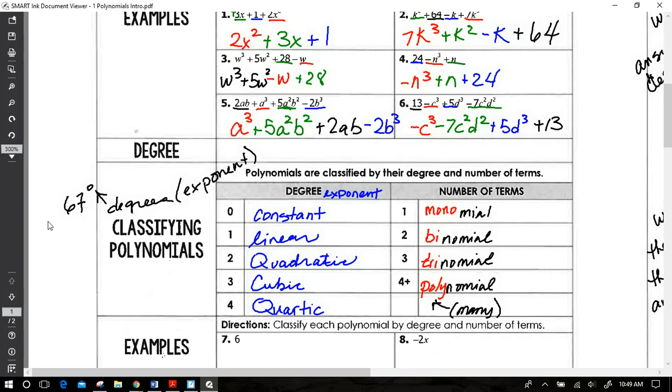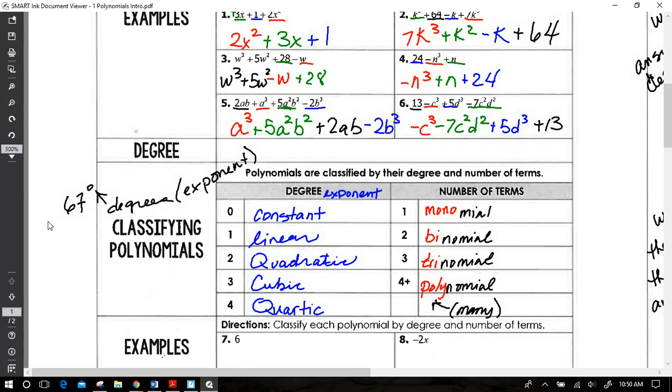Binomial, bi means two. So think of bicycle. I'm sure there's a lot more examples. I'm just running low on them right now. Okay. Tri would be tricycle, has 3 wheels. Triceratops has 3 horns. Okay. And then poly. The prefix poly means many. So anything that has 4 terms or more, we just call that a generic polynomial. Okay. Some people might say polynomial with 4 terms, but polynomial is just our generic.